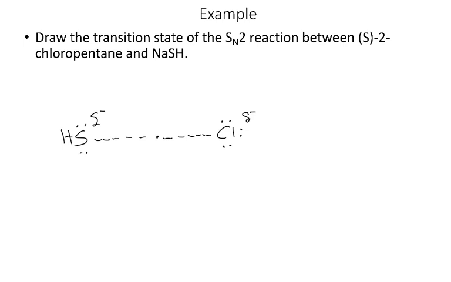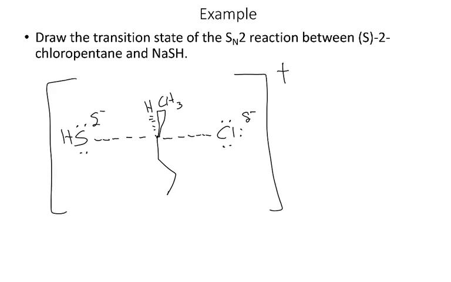And then I'm going to have a methyl group and the hydrogen, and then we're going to have sort of the 3 carbons. So in my 2-chloropentane, 1, 2, 3, 4, 5. And to finish this off, we often like to put the transition state in brackets, and then we might put the double dagger to indicate that this is a transition state.